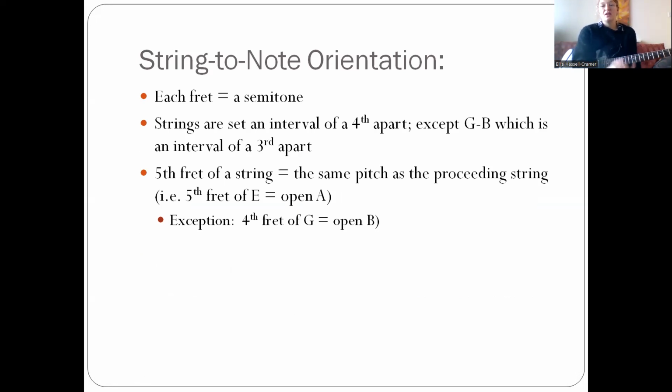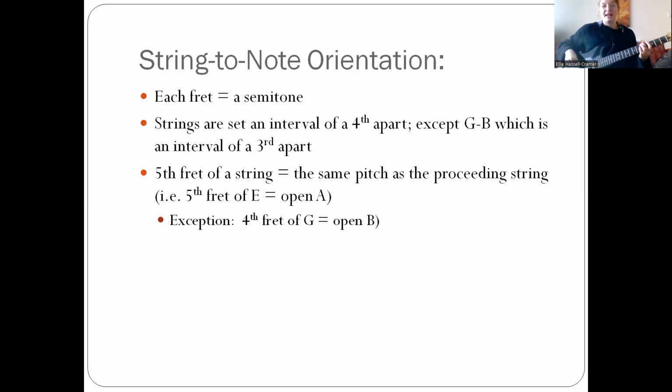So the next thing we need to know is string to note orientation. Each fret on the fretboard is a different semitone depending on what string and fret you're on. The strings are set up at an interval of a fourth apart, with the exception of the strings G to B, which is actually an interval of a third apart. This means that if you play the fifth fret of a string, it is the same pitch as the next string, if you're going from low to high.